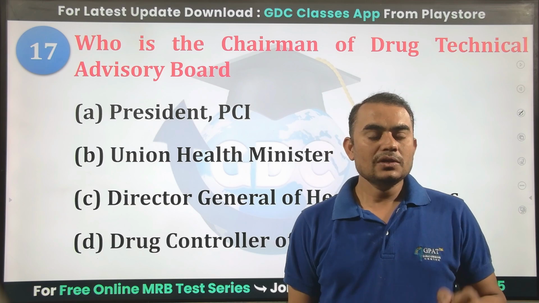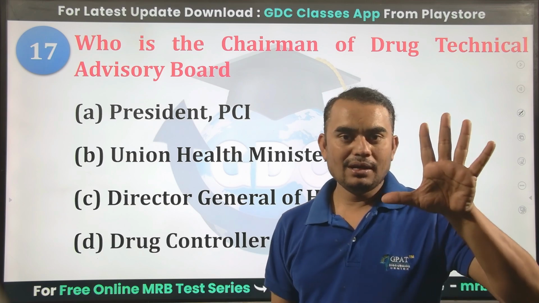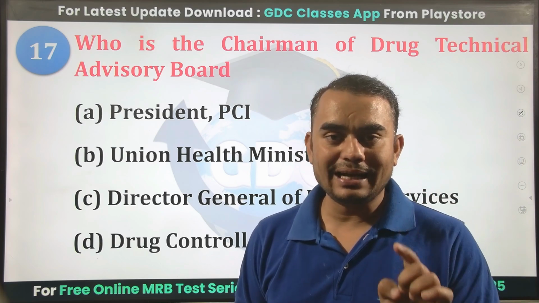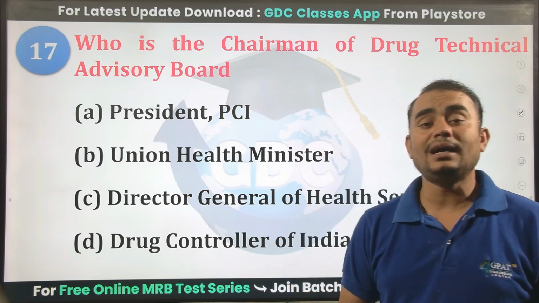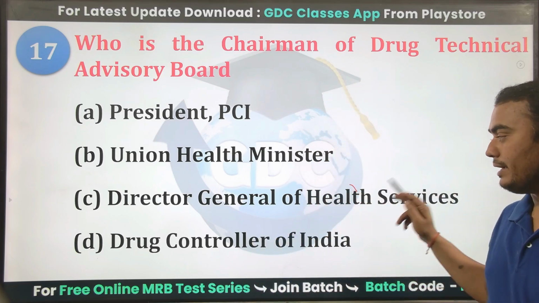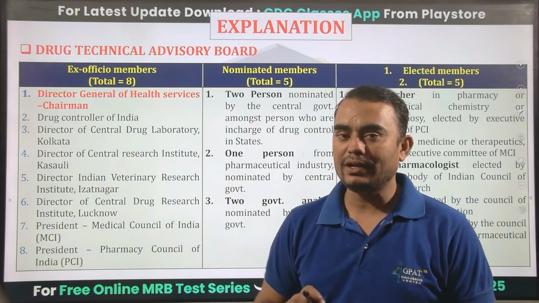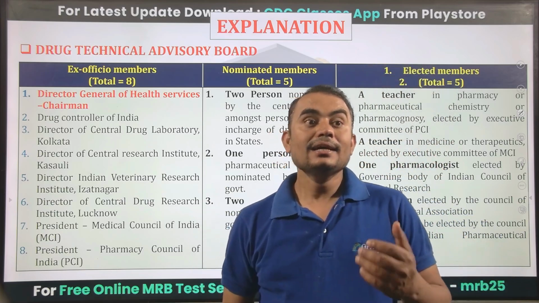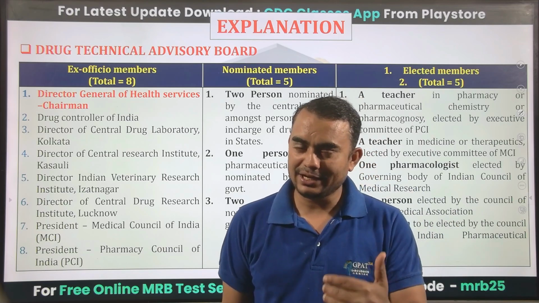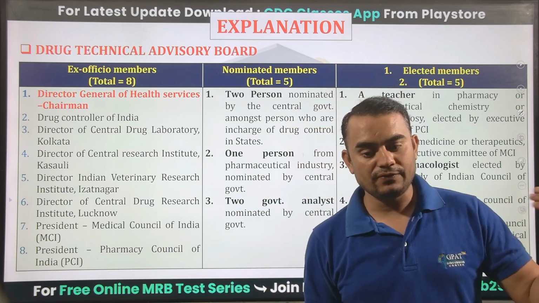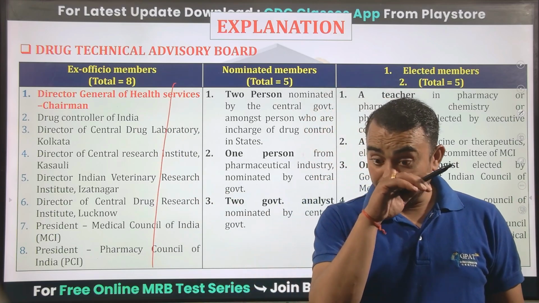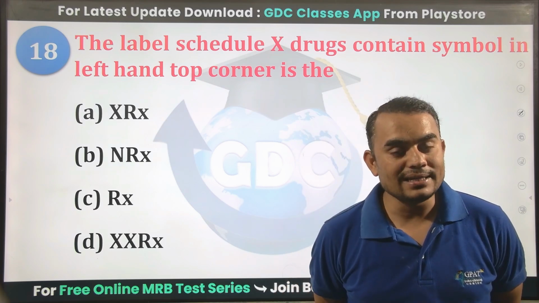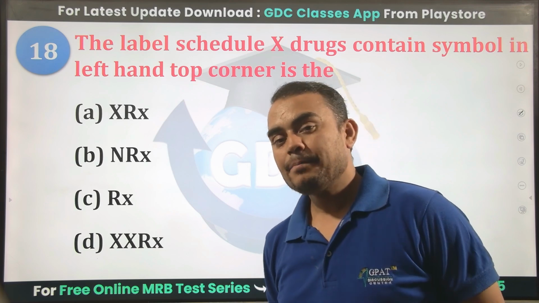3 type bodies are there. So DTAB has different types of members: 5 elected, 5 nominated, 8 ex officio. Under the 8 ex officio, we have the Director General of Health Services, who also serves as the chairman of the Drug Technical Advisory Board, Drug Controller of India, Director of the Central Drug Laboratories, Director of CDRI, Director of CRI, Director of IVRI, President of PCI, President of MCI. These are the total 8 members, the ex officio members under the DTAB. Out of that, the Director General of Health Services serves as the chairman for the DTAB.